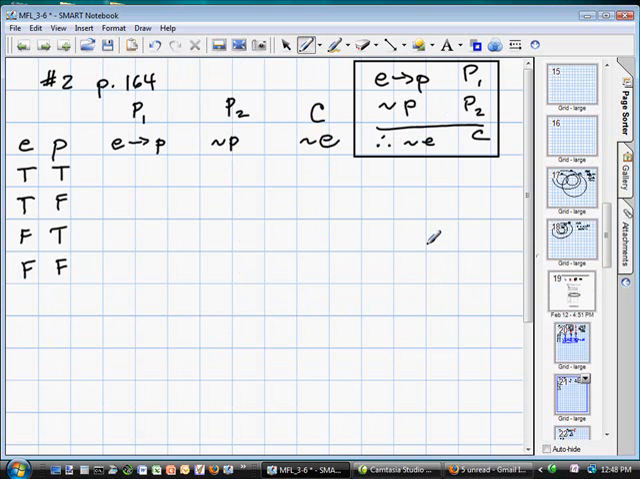Okay, here's another one. This is number 2. Page 164, the problem says if you eat your spinach, you can go out and play. But notice the second premise is different this time. It says you cannot go out and play.